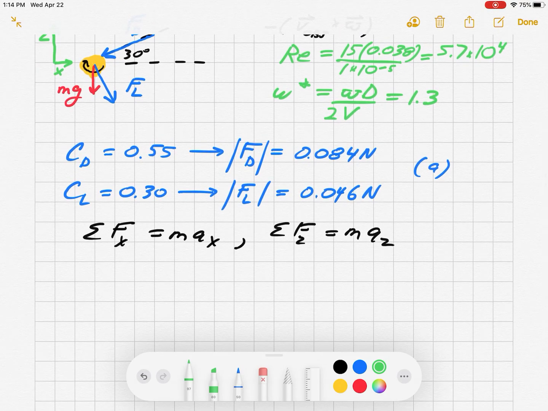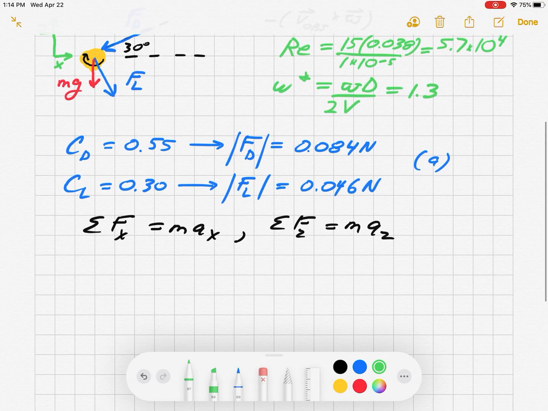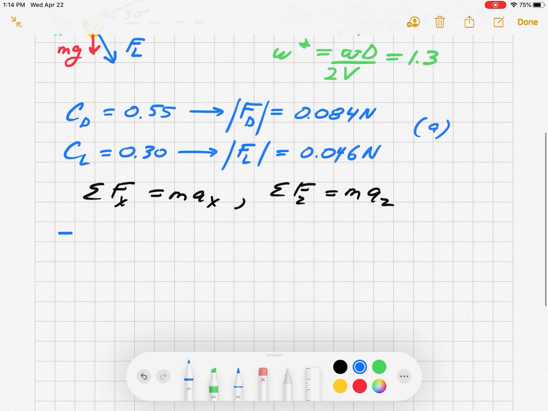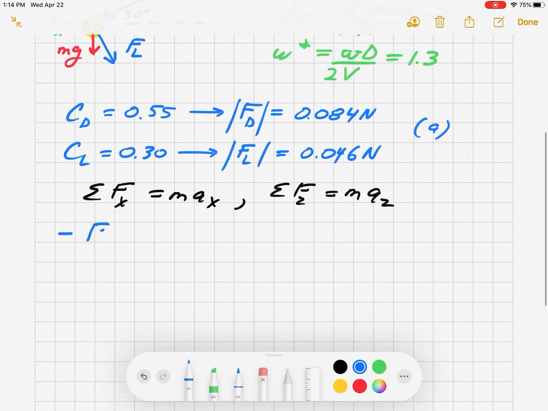Okay, so let's do that really quick. It just involves using that angle of 30 degrees, and if you do that for the x direction, you will get that minus the drag force, I'm just going to call it FD as opposed to absolute magnitude of FD, but hopefully you get the idea, cosine 30, that is the drag force in the x direction, plus FL sine 30 is equal to mass times acceleration in the x direction.